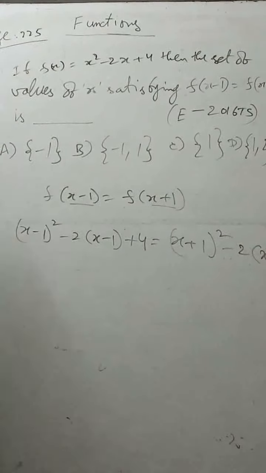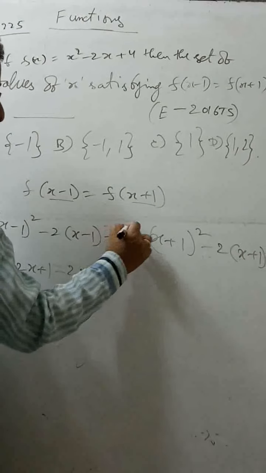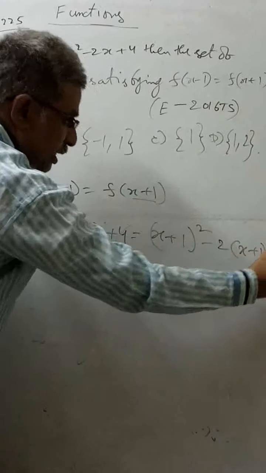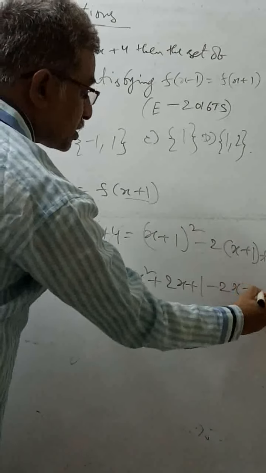So if you simplify this, what happens? x square minus 2x plus 1, by the (a minus b) whole square formula, a square minus 2ab plus b square. And open this bracket: minus 2x minus of minus 2, and 4, 4 I will cancel here itself. So it is equal to, here, x square again, (a plus b) whole square, a square plus 2ab plus b square, minus 2x minus 2.